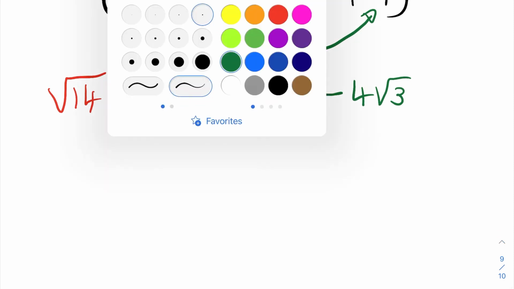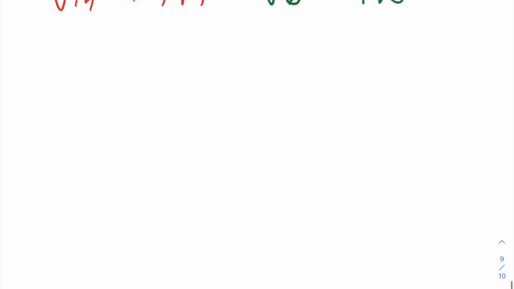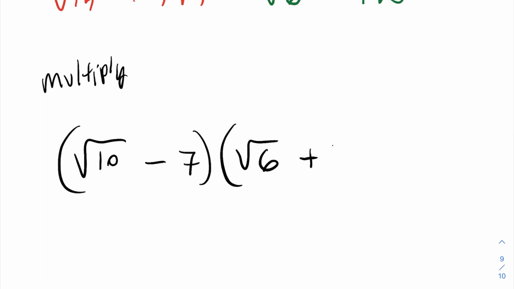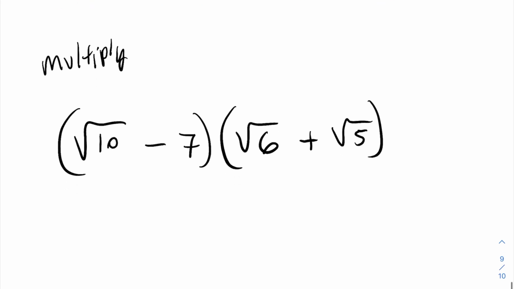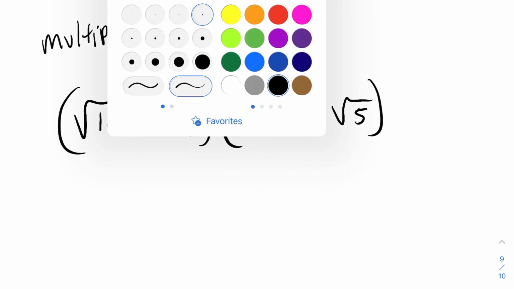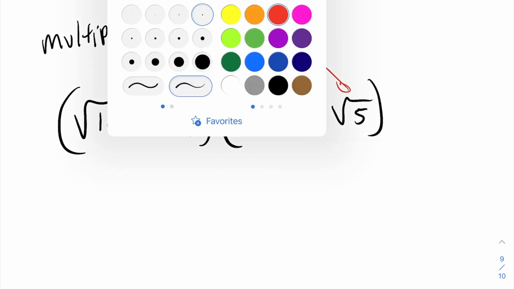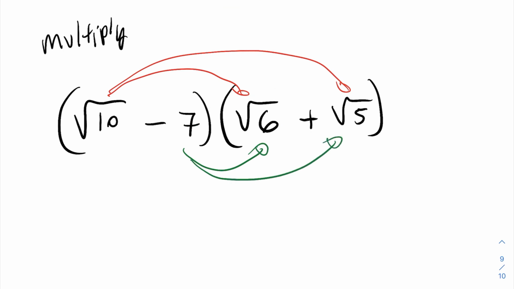Let's try one more. Last one. Multiply. And let's try the square root of 10 minus 7 multiplied by the square root of 6 plus the square root of 5. Alright, let's do this one out here. Alright, so we're going to distribute once again this to this and this to this, and also we have to do the other one. We have to do both distributions there.